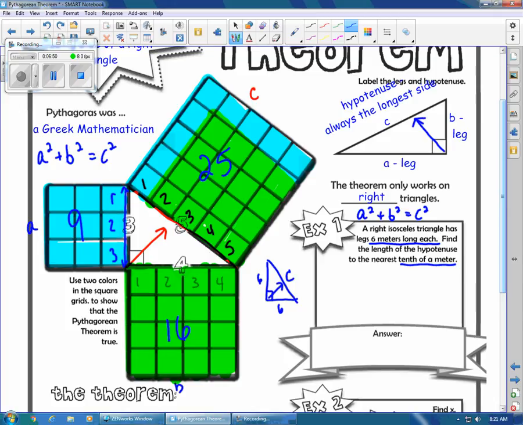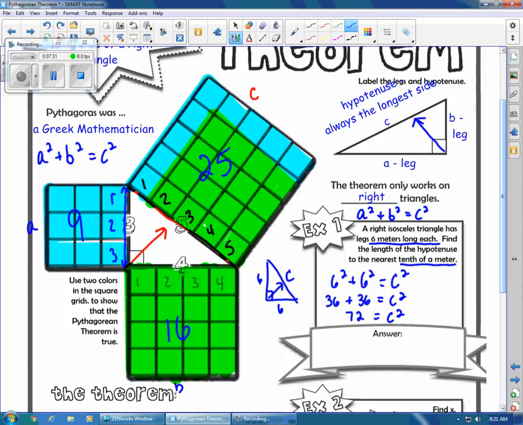So instead of a squared, I'm going to say 6 squared plus b squared, I'm going to say 6 squared again, equals, I don't know the length of the c side, that's what I'm trying to figure out, equals c squared. So 6 squared, 6 times 6 is 36. So 36 plus 36 equals c squared. If you don't know these off the top of your head, you're going to want to start memorizing squares and square roots, but you can use a calculator, so don't panic about that. 36 plus 36 is 72, so 72 equals c squared, which is awesome.